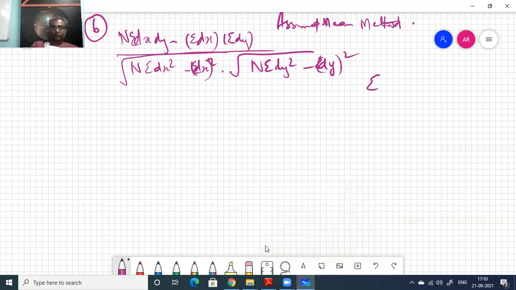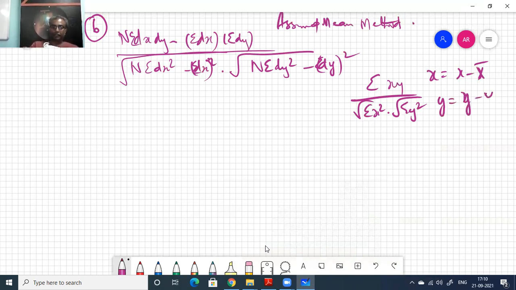Which is sigma xy divided by the square root of sigma x squared into sigma y squared, where x is equal to X minus x bar, and y is equal to Y minus y bar, like that. That's all.